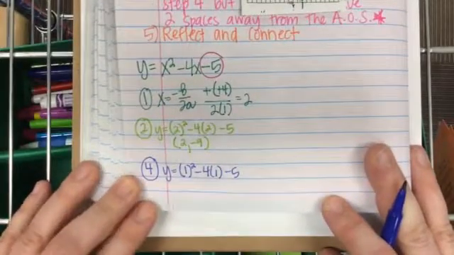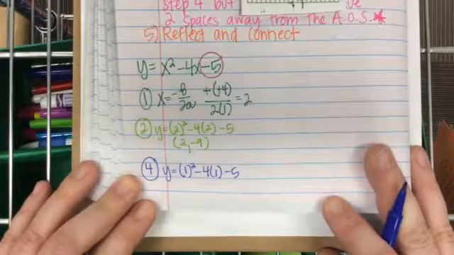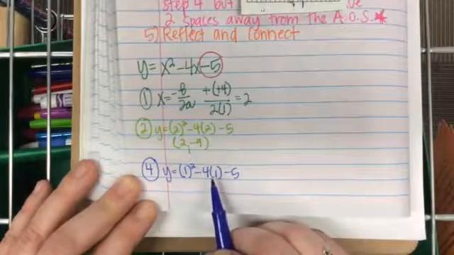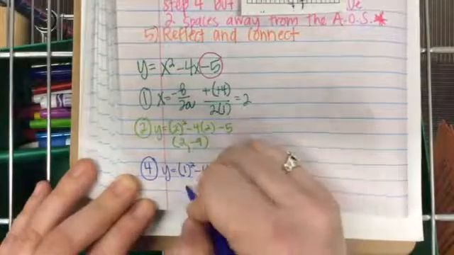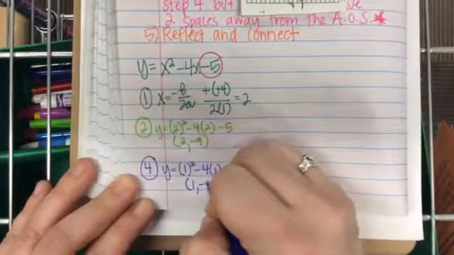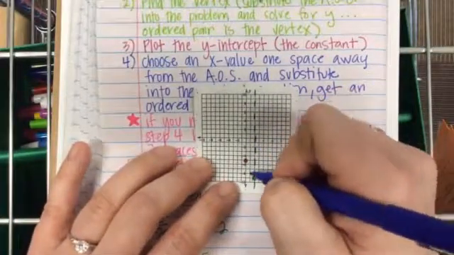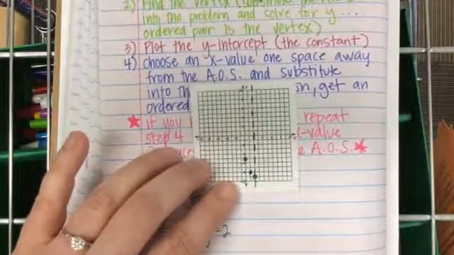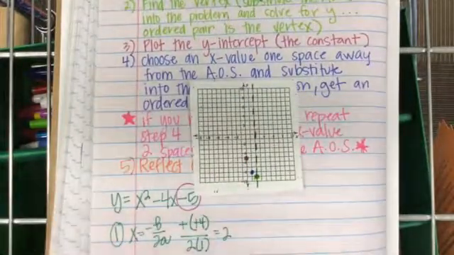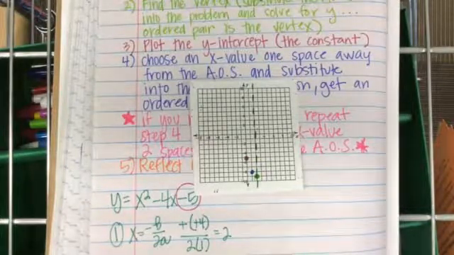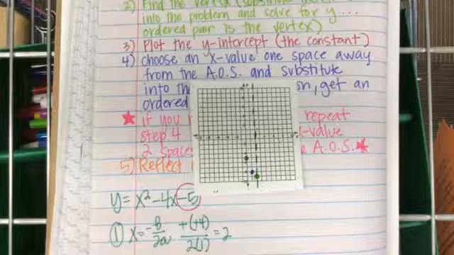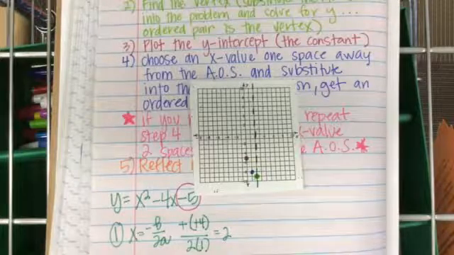All right, what's 1 squared? 1 times 1 is 1, minus 4, negative 3, minus 5. So 1 comma negative 8. I have 3 points, so I'm good to go. If I didn't have 3 points because it was already there, I'd have to fix it.